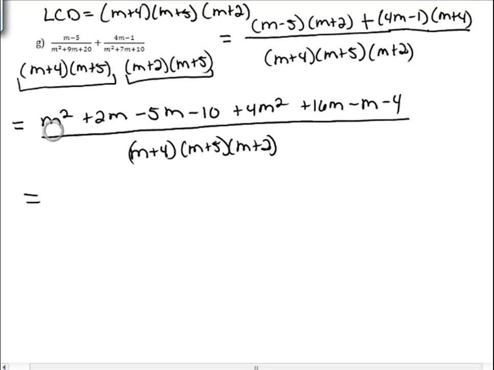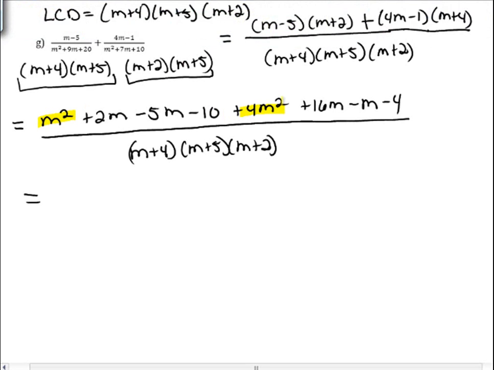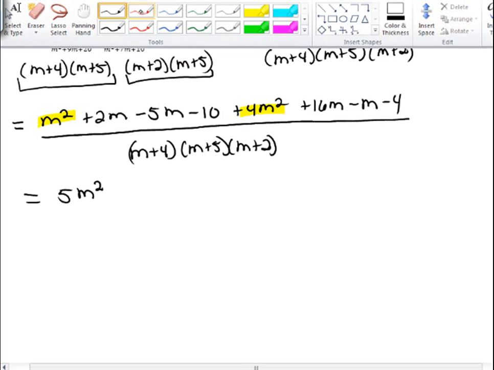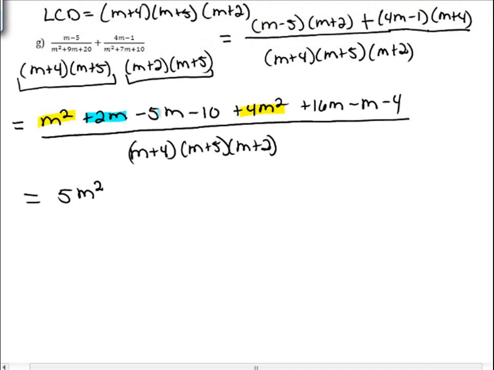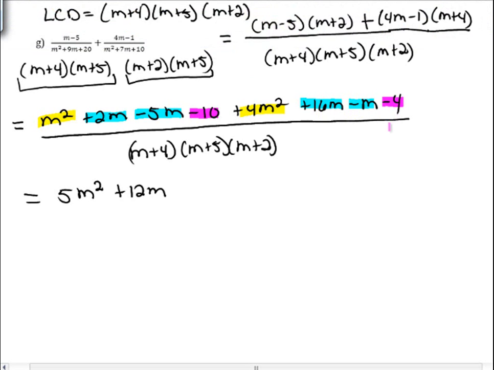Now we want to combine all of our like terms. We have m squared and 4m squared. I usually put a dot over them or cross them off or something to indicate to myself that I've used them. So we have m squared and 4m squared, so that's 5m squared. And then we'll combine our m's. We have 2m and -5m, that's -3m. And -3m and 16m is 13m, and 13m minus m is 12m. Then do the constants. We have -10 and -4. That gives us -14. This is all over our common denominator, m plus 4, m plus 5, and m plus 2.